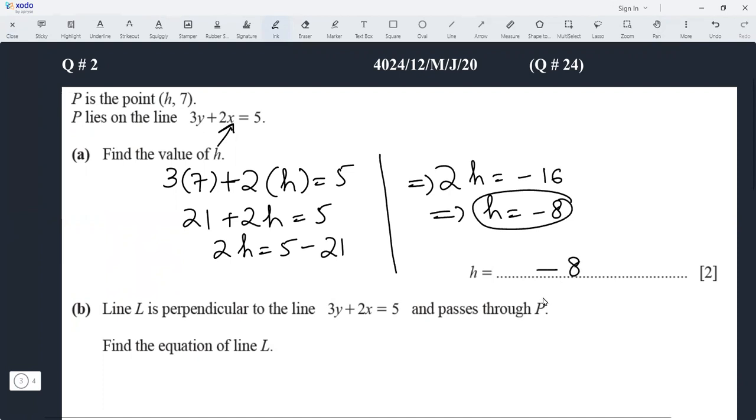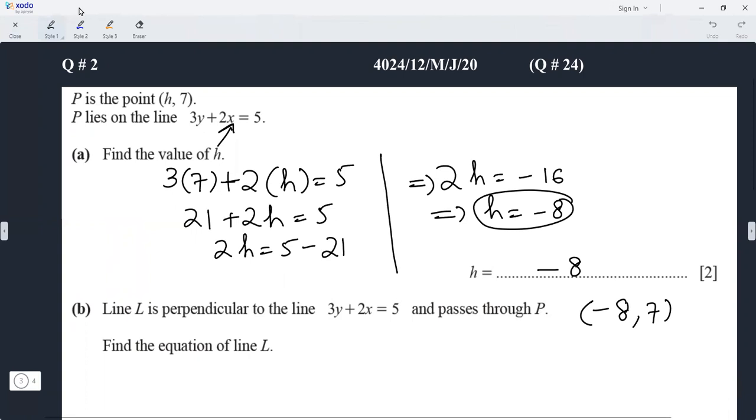This is required for the next part. They are saying that line L is perpendicular to the line given in the question, 3y plus 2x equals 5, and it is passing through point P. Replacing h, the x coordinate of point P, with -8, and the value of y is already given, the point is (-8, 7). This is the same as question one: we have to find the equation of a line perpendicular to this line and passing through a point.